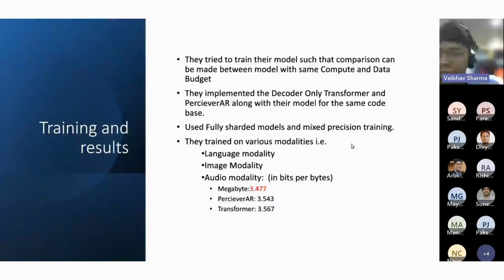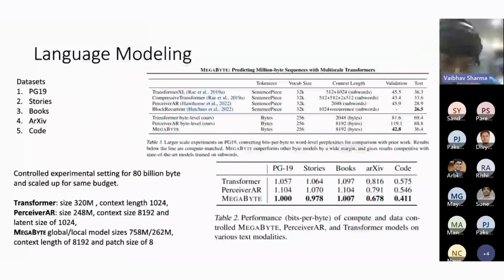How many bits it requires to predict the new token, or the next character, or the next token that represents a text portion. So all these inferences were done using this bits per byte parameter. And we'll look at the other modalities also, let's say like language model.